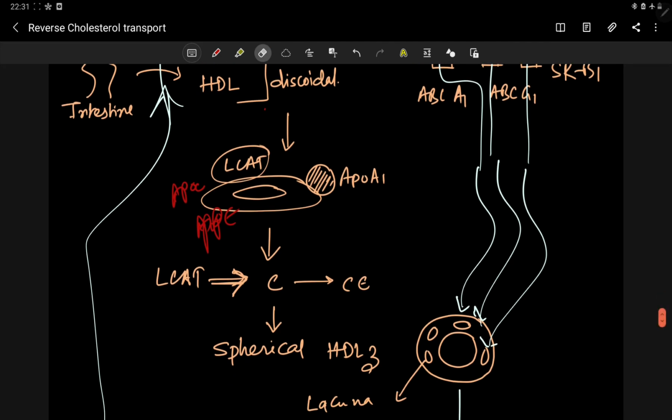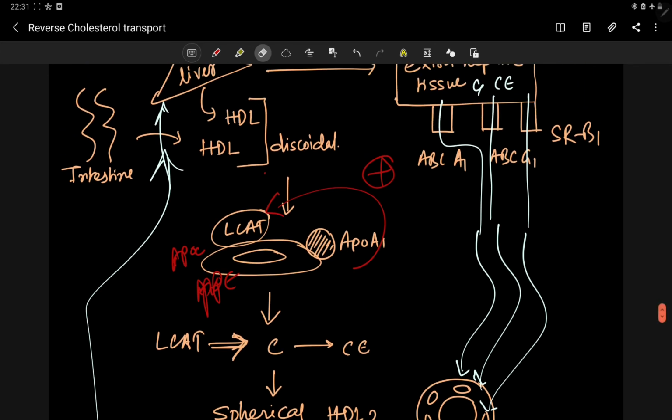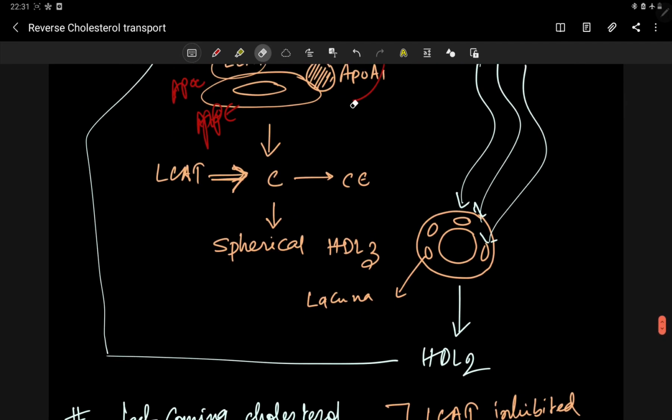Here you can see LCAT is activated by the action of ApoA1. After activation, LCAT converts the cholesterol into cholesterol ester. Which cholesterol? The cholesterol present towards the periphery of the HDL is converted into cholesterol ester, and this cholesterol ester is transported to the core. Next, the discoidal HDL is converted into spherical HDL after accumulating more and more cholesterol ester and increasing its bulk, and then it is converted to spherical HDL3.